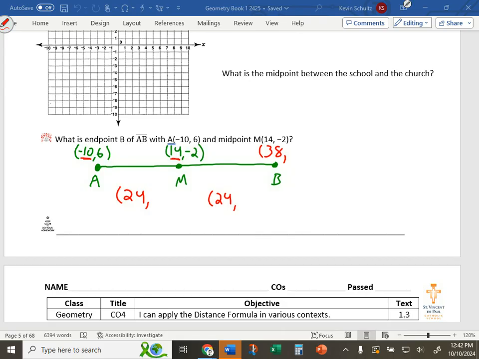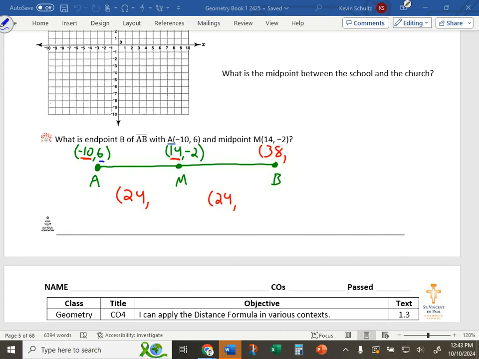How far on a number line is negative 10 from 14? It's 24. That's halfway there. We have to go 24 again on the x to get to the endpoint, so 14 plus 24 is 38. Okay?